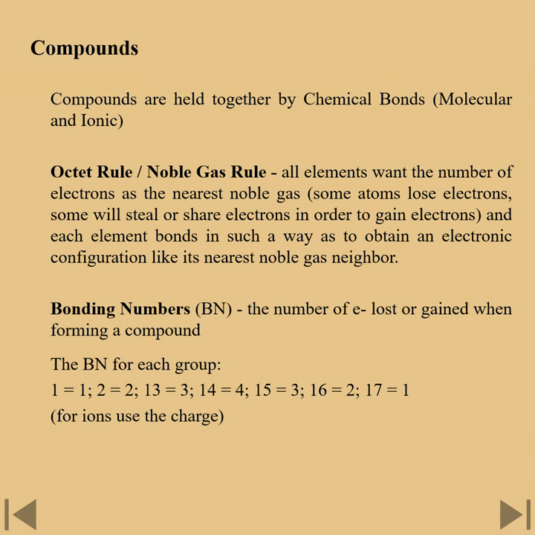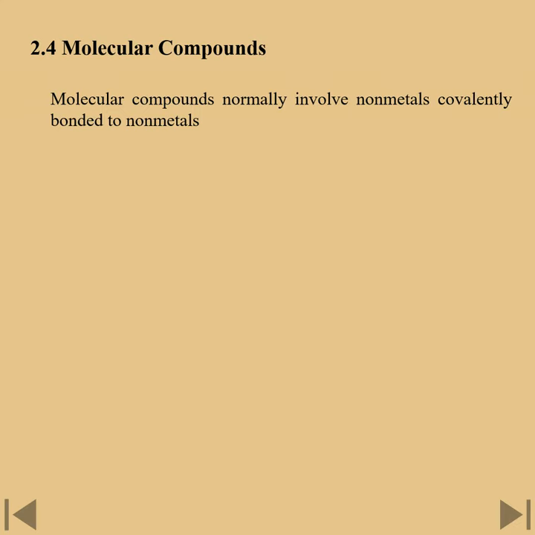Group 14 is going to have a bonding number of 4. Some lose, some gain 4, but it's 4. Group 15 wants to gain 3, so bonding number 3. Group 16 wants to gain 2, so bonding number 2. Group 17 wants to gain 1, so bonding number 1. And if you're given an ion like the iron 2 ion, meaning iron with a +2 charge, well, there's your bonding number. Or if you're given the formula of a metal or a nonmetal in its ionic state, that charge is your bonding number.